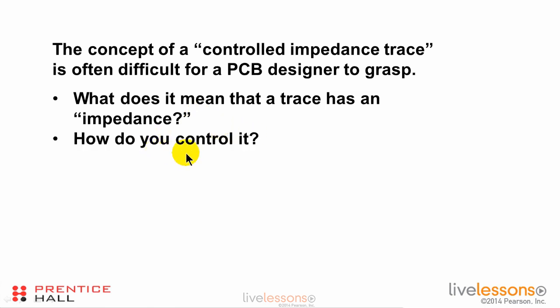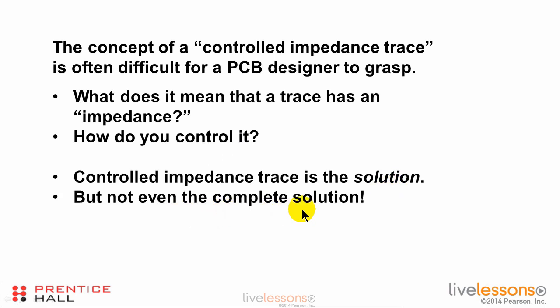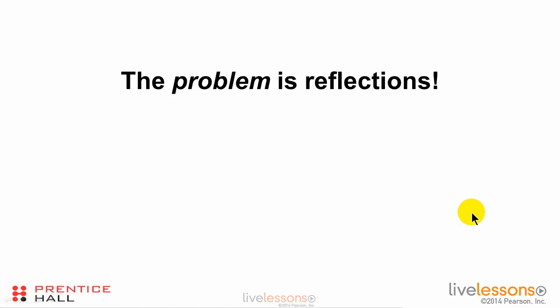And even if it does have an impedance, how do you control it? And then the problem of trace impedance isn't the problem anyway. The controlled impedance trace is the solution to the problem. But it's not even the complete solution. So this whole thing gets kind of confusing for designers to get their arms around and grasp. And so we're going to start trying to bring some sense out of all of this in this particular series of 3 lessons. First of all, the problem is reflections.